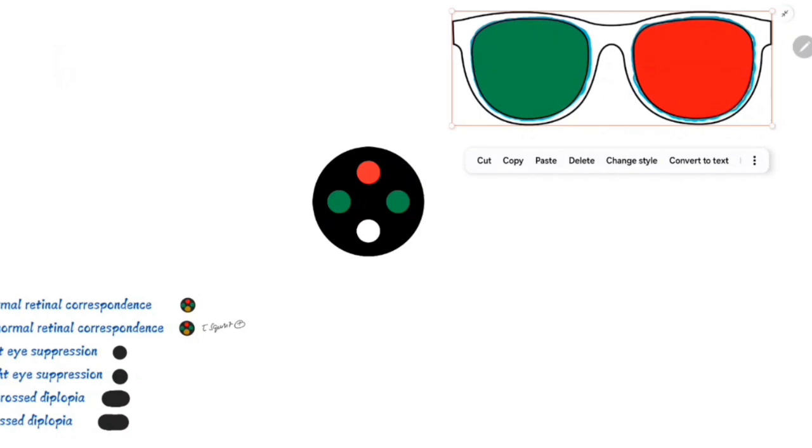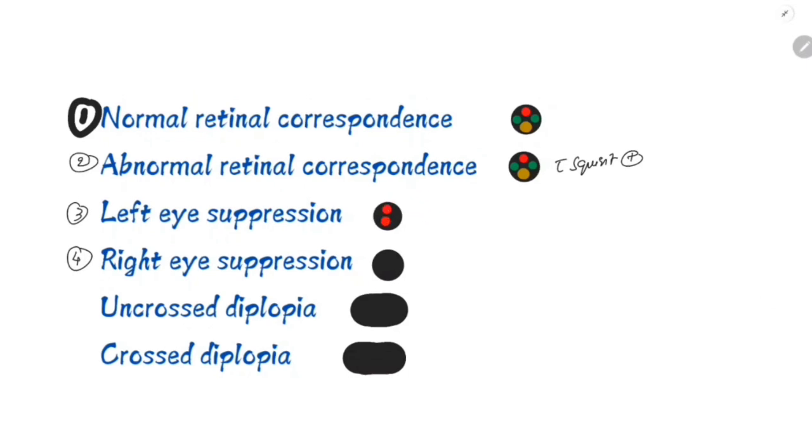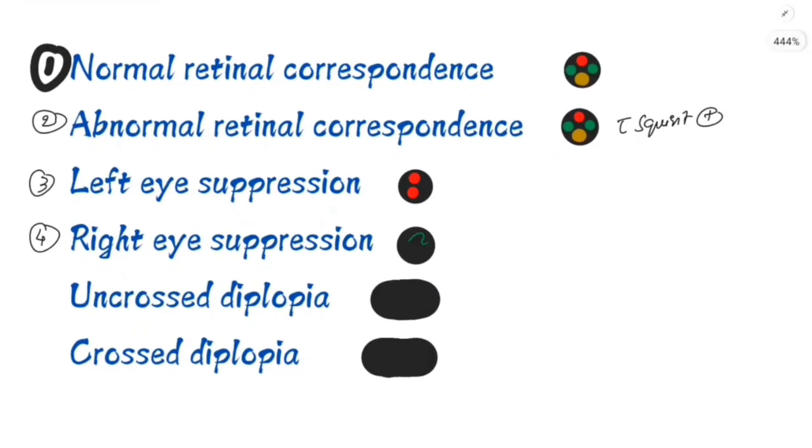So let's draw it. Left eye suppression la right eye ஆல மட்டும் தான் பார்க்க முடியும். So the patient will be able to see 2 red lights like this. Next, in right eye suppression, the patient will be able to see only through the left eye. So in left eye, the patient will be able to see these 3 green lights.